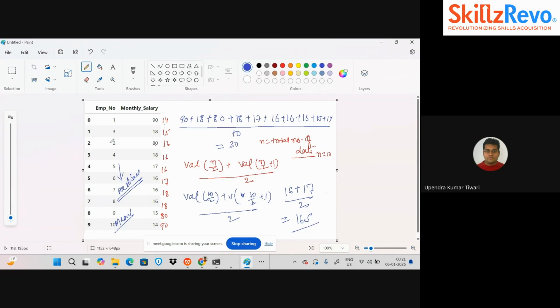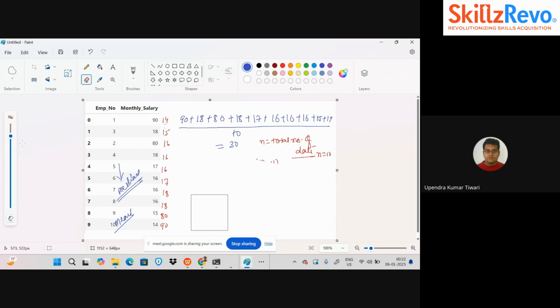But let's say, everyone, for example: male, male, female, female, male, male, male, male, male. What is the frequency count of male here? 1, 2, 3, 4, 5, 6, 7. Male is coming 7 times. Female is coming 3 times. So the frequency count of male is 7.